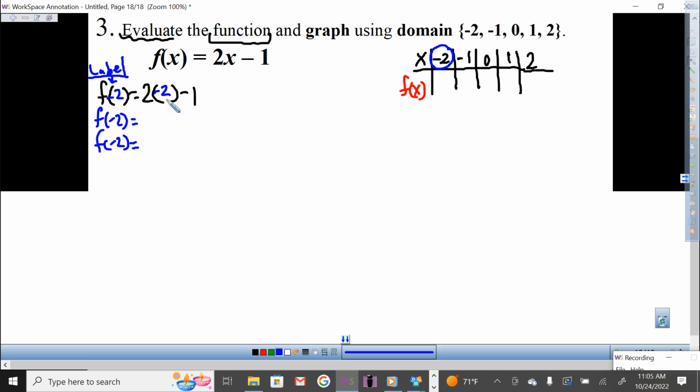So here we go. What is 2 times -2? -4. Bring down the -1. What is -4 minus 1? -5. And that goes right there. Copy that, please.